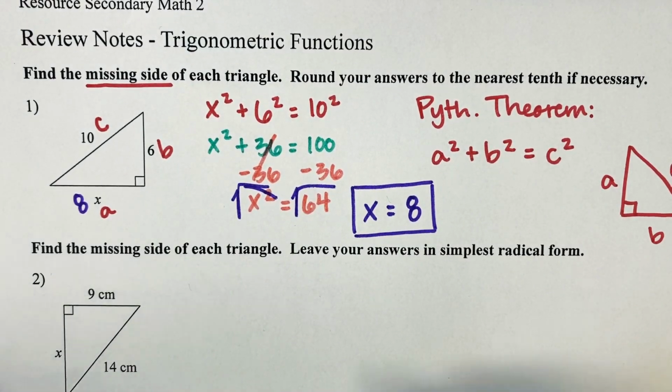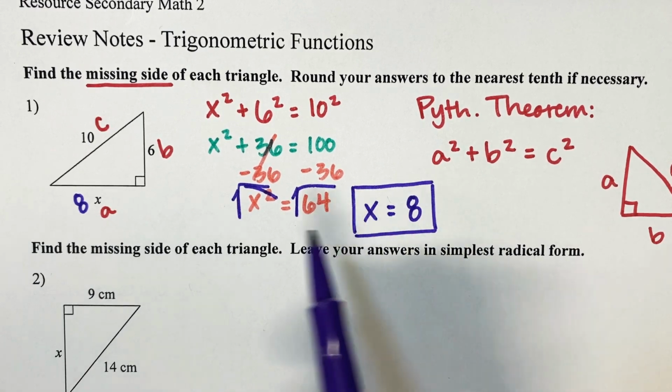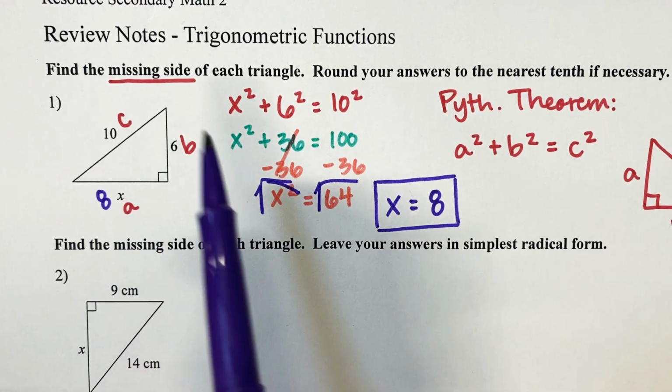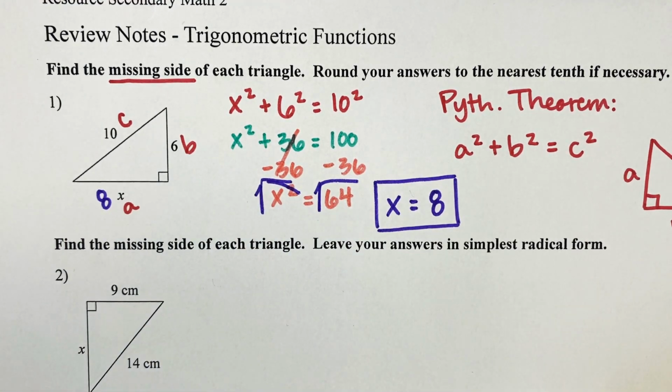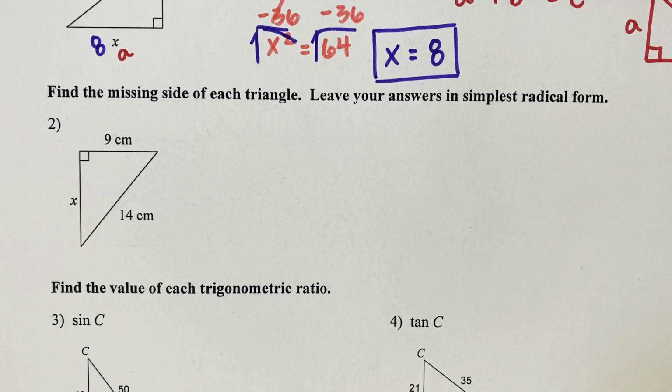Whenever we get a nice pretty number, no decimals or square root symbols in it, this is what's called a Pythagorean triple. 8, 6, 10 is a Pythagorean triple. They're all nice, pretty numbers. Well, let's look at number 2, because this one might not be as nice.